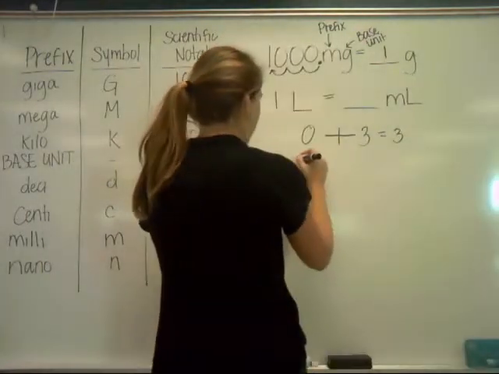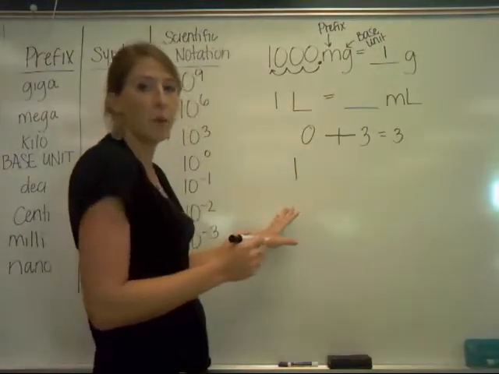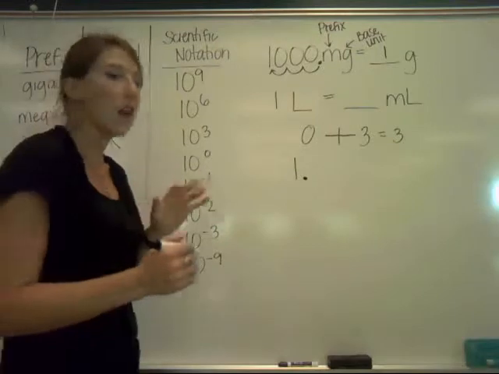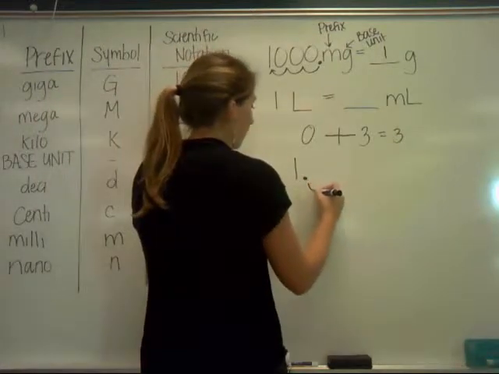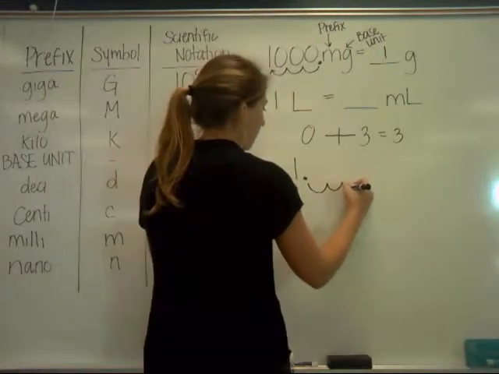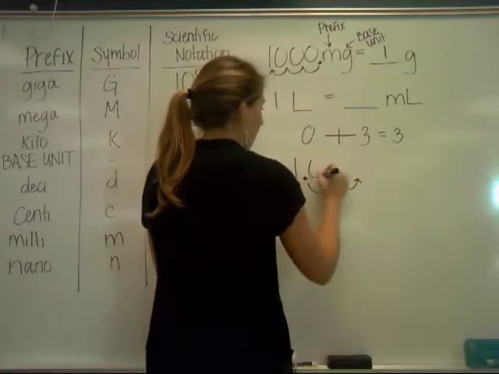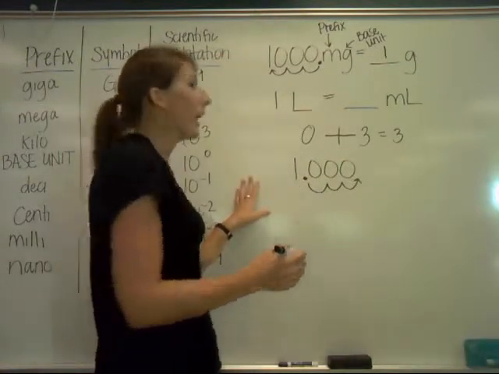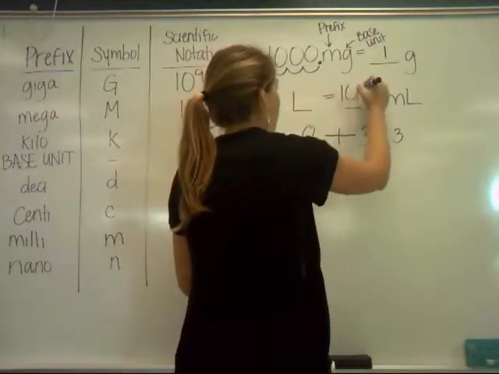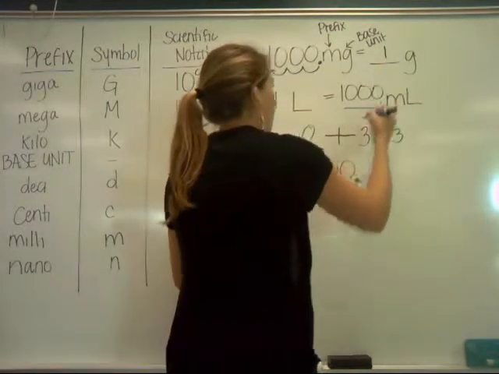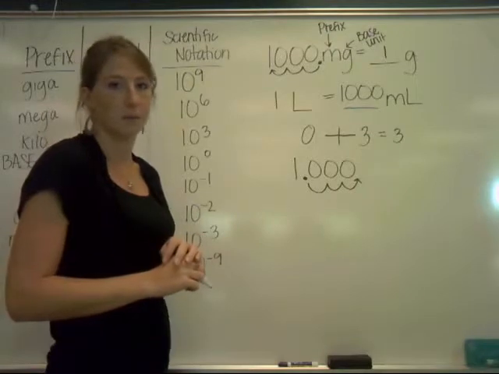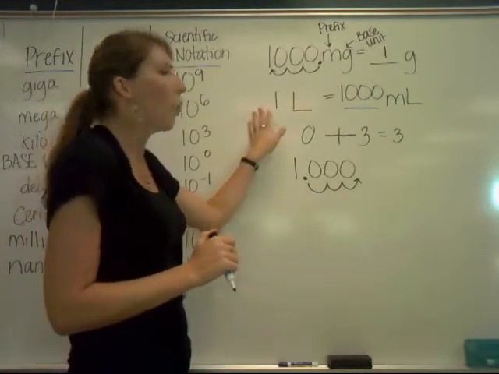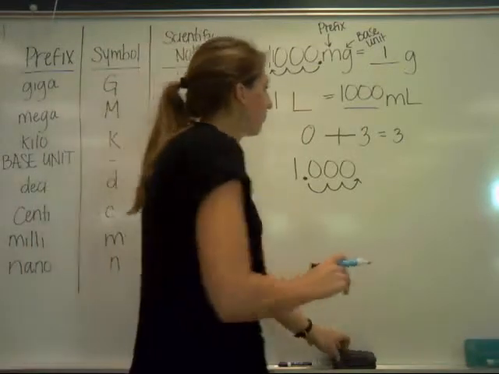Okay? So I have my 1 liter. After that 1 liter, there's an imaginary decimal place. Then all I'm going to do is move 3 spaces to the right. 1, 2, 3. Those get filled in with zeros. And my answer is then 1,000 milliliters. Okay, it doesn't really matter what your number is in front.